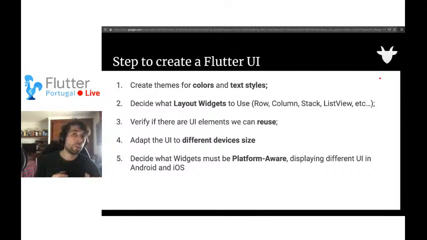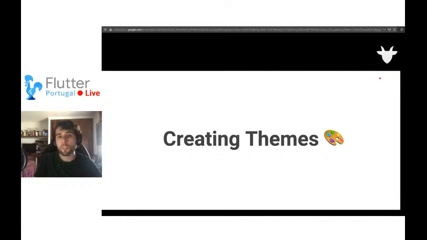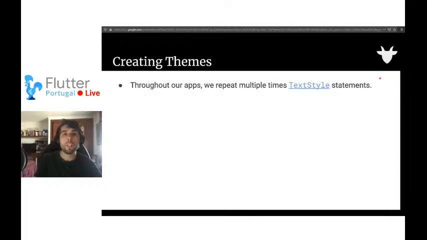And finally, we must decide if we are going to create platform-aware widgets. We know that Material Design and Cupertino have different design standards. For example, we have different alert dialogues, and we have to decide if we are going to create custom widgets to display in different devices. So, let's start with the first step, creating themes.